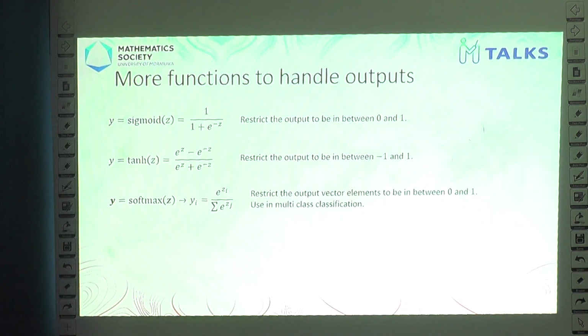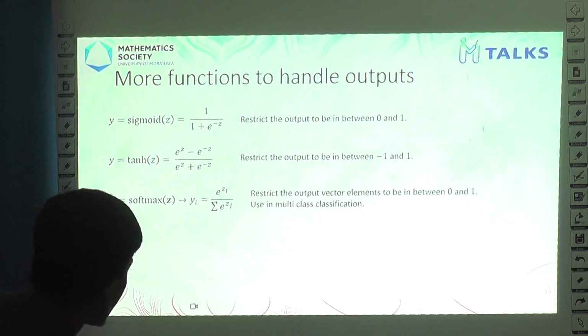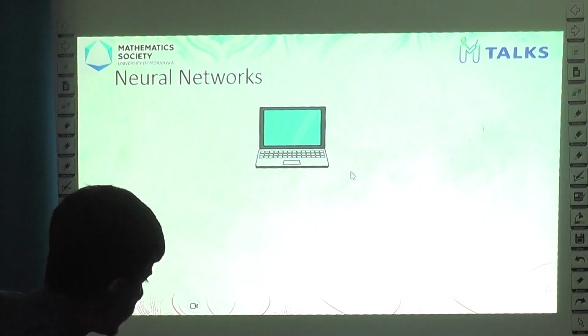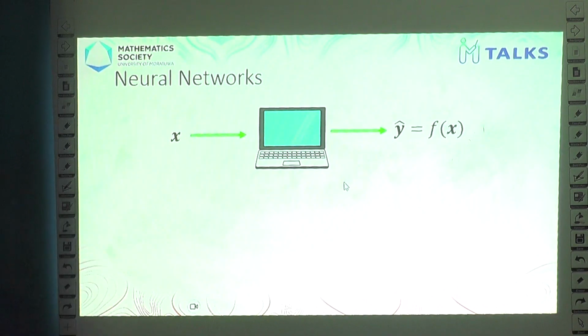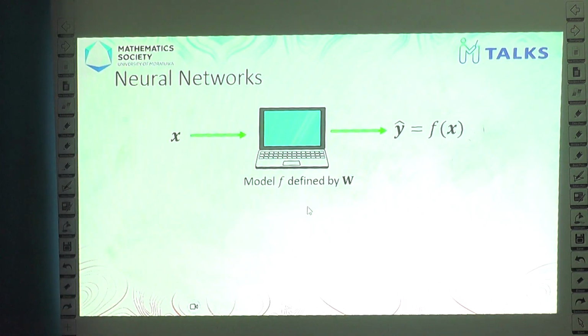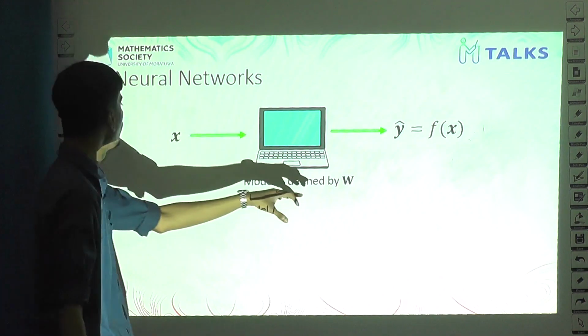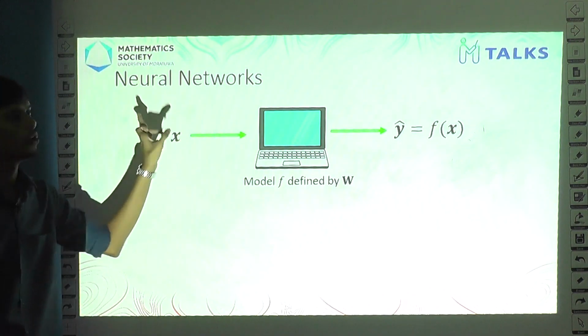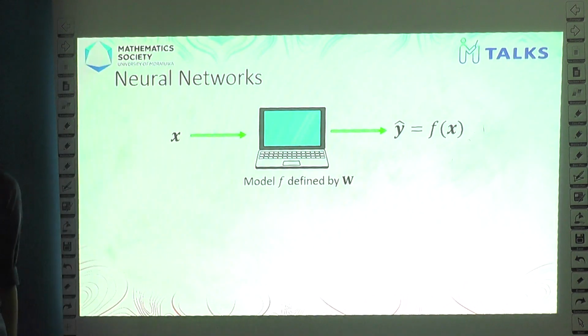Okay. Now, I think I talked a lot, and this is what our final neural network looks like. You have some x and you have some y hat as an approximation, and you have some function inside your machine which is defined by some set of parameters w. So our goal is finding the optimum set of parameters w which can map this x to f, right?